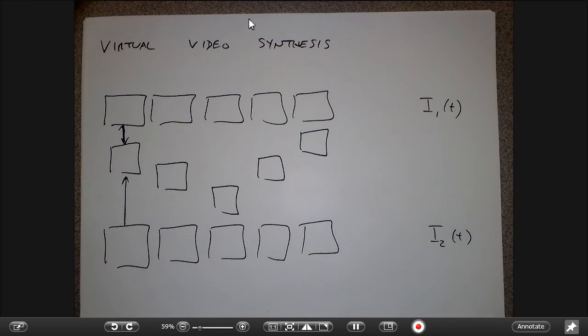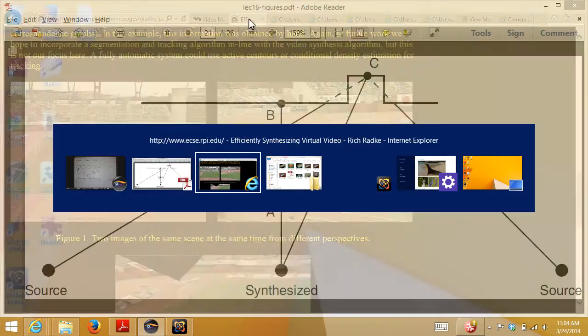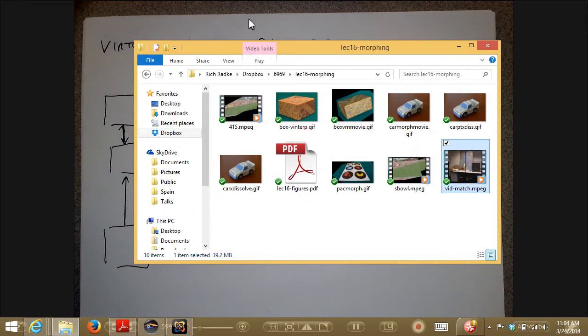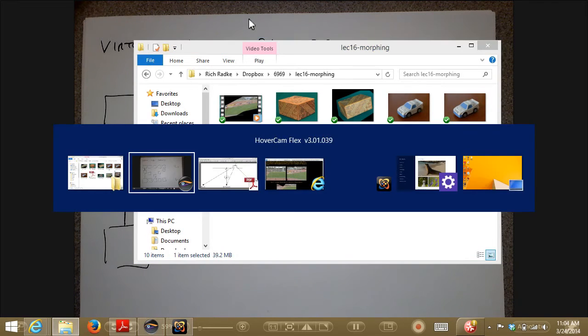And so let me just show, for example, what if I were to apply view morphing to just a pair of still images, right? So let me just go back to this for a second.